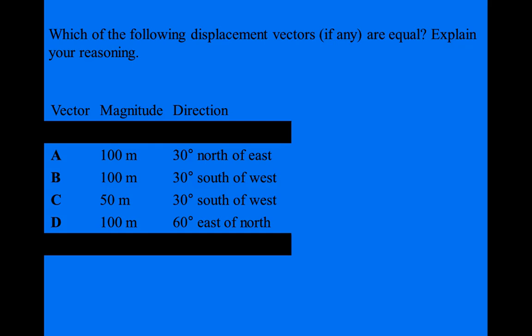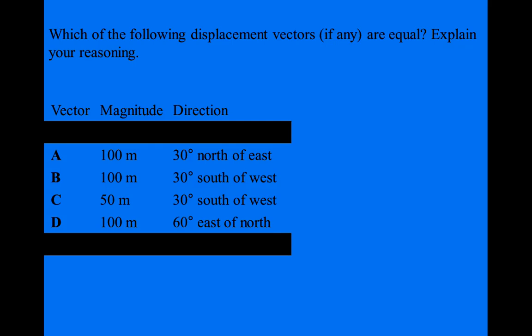Vector B here, 30 degrees south of west. Well, I'm going to face south, and then I'm going to face west, and then angle south for 30 degrees, and then travel 100 meters. That's going to be pretty much the opposite of vector A. Vector C, 50 meters, 30 degrees south of west. Well, that's going to be the same as vector B, but only half as long.